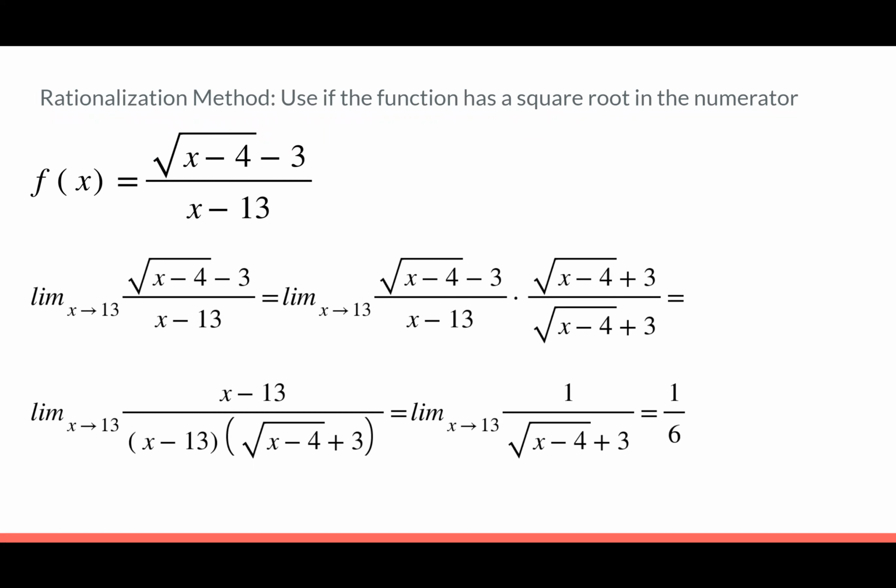Another way is the rationalization method, which we will usually use if there's a square root in the numerator of the function. In order to solve for this, we will rationalize the function. In this example, we did it by multiplying by the square root of x minus 4 plus 3 over the square root of x minus 4 plus 3. After rationalizing the function, we can plug in c and solve for the limit, which in this case turns out to be 1 over 6.